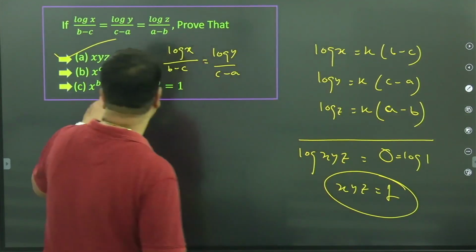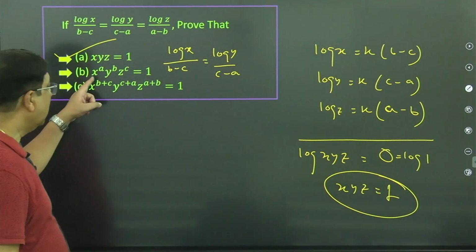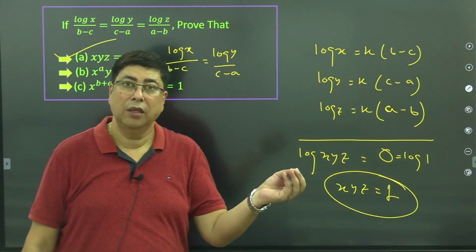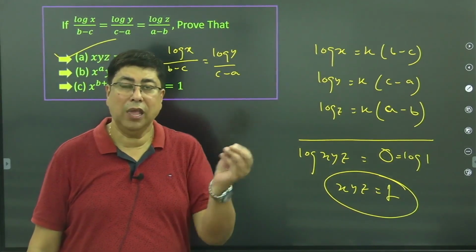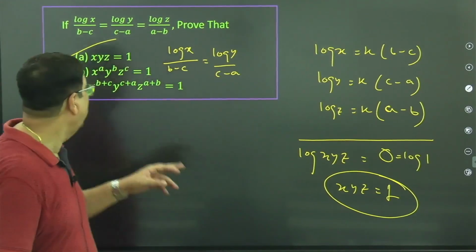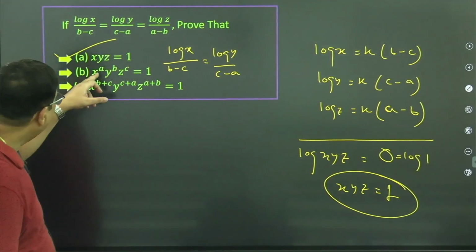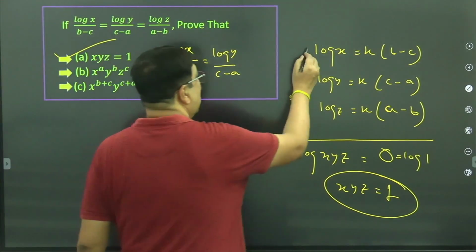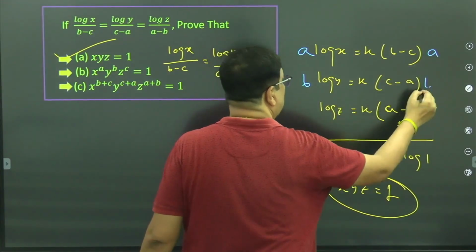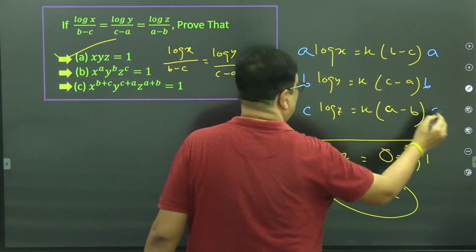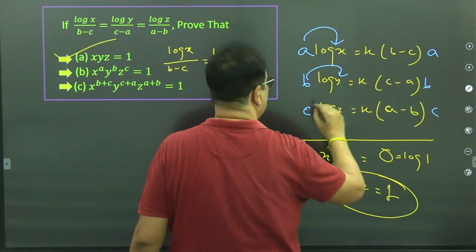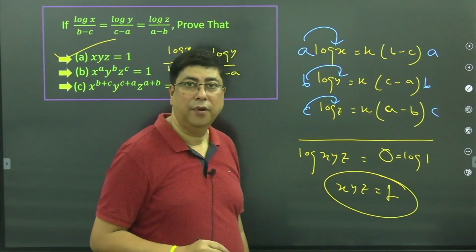For the number 2, power x to the power a. Whatever there is in power, this is coming outside. For example, m log a equal to log a to the power m. Therefore, x to the power a, I am multiplying a outside. Similarly y to the power b, I am writing b outside, and with z to the power c, I am writing c outside. So this will be x to the power a, y to the power b, z to the power c, right?